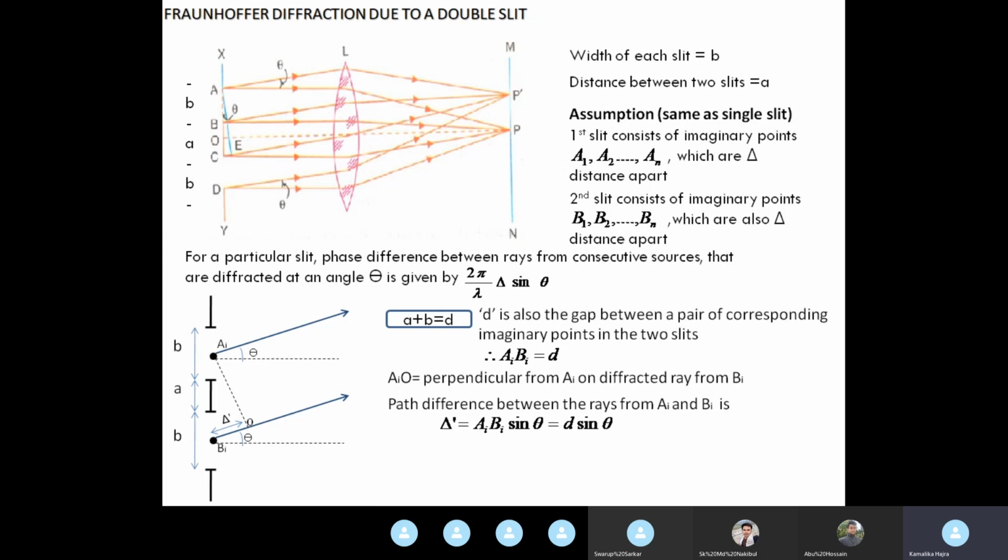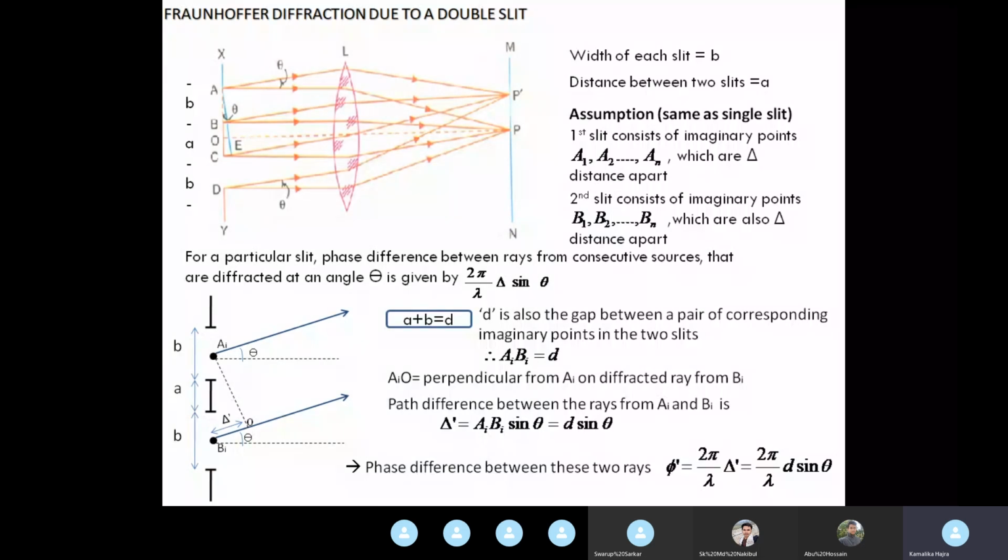Path difference, as you can see, if you take the triangle AI BI O, then the value of delta prime is given by AI BI sine theta, but AI BI is equal to D, so delta prime is AI BI sine theta equal to D sine theta. And therefore, the phase difference between these two rays is given by phi prime equal to 2 pi by lambda delta prime. Phase difference is 2 pi by lambda times path difference, and therefore the phase difference is 2 pi by lambda D sine theta.